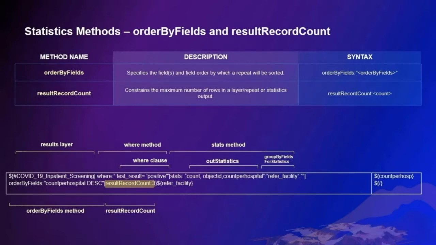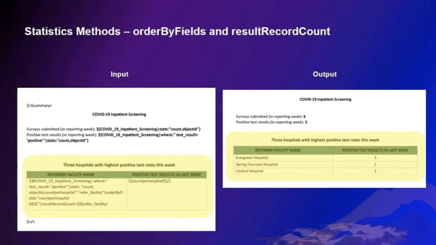The two values that will be shown in each line of the table are the referring facility field and the count per hospital, which was the variable that we defined to hold the count for each hospital. So the resulting table, shown on the right, will show the 3 hospitals with the highest positive case count, along with the case count for each.